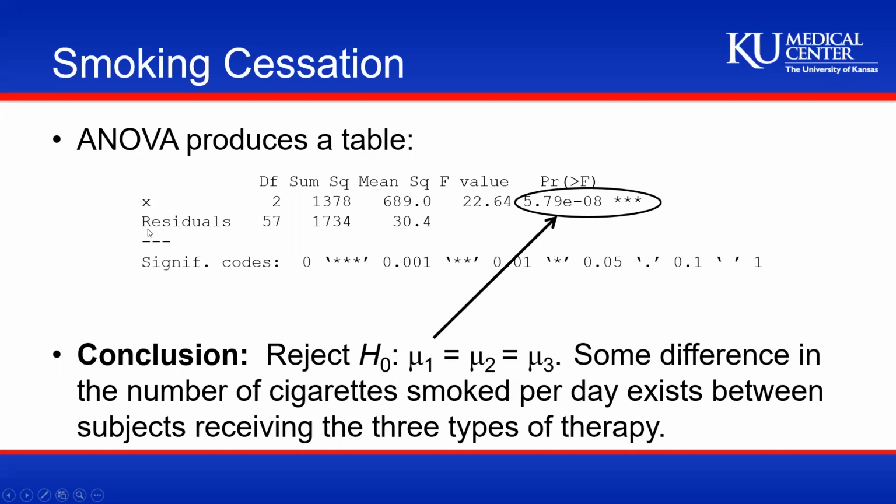You could get a much more complex design and apply a much more complex ANOVA model where you have many different sources of variation.